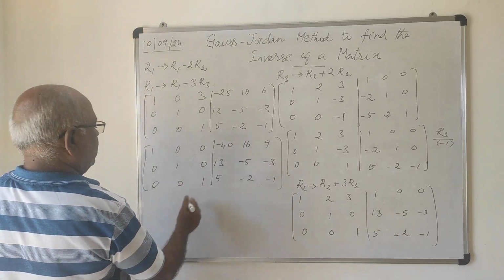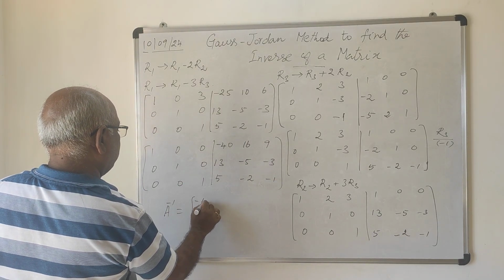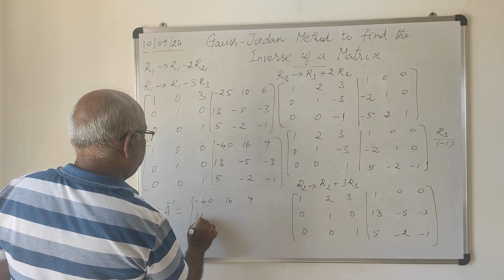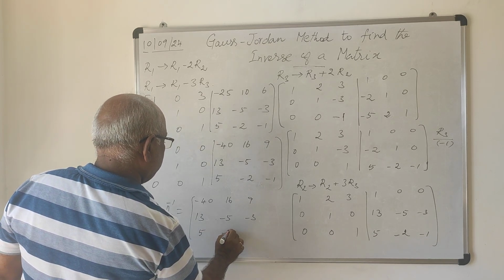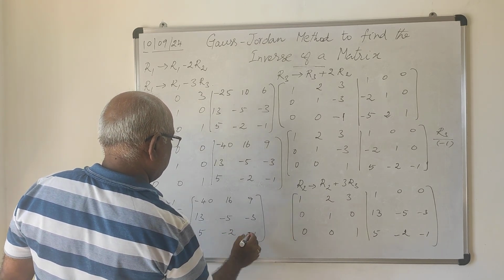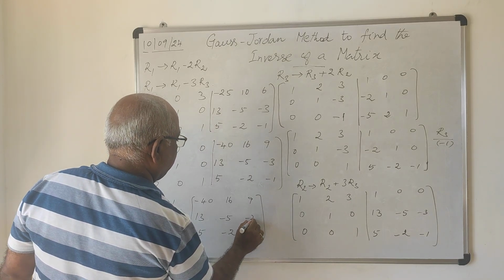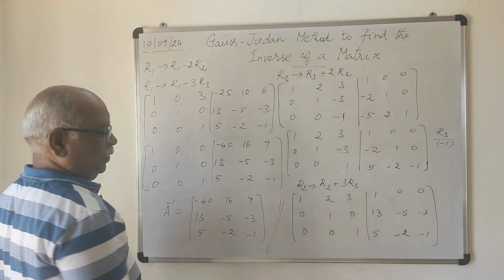So this is the inverse of the given matrix. A inverse equals minus 40, 16, 9, 13, minus 5, minus 3, 5, minus 2, minus 1. This is the inverse of the given A matrix. That's all about the problem, and thereby I conclude this video. Thank you.